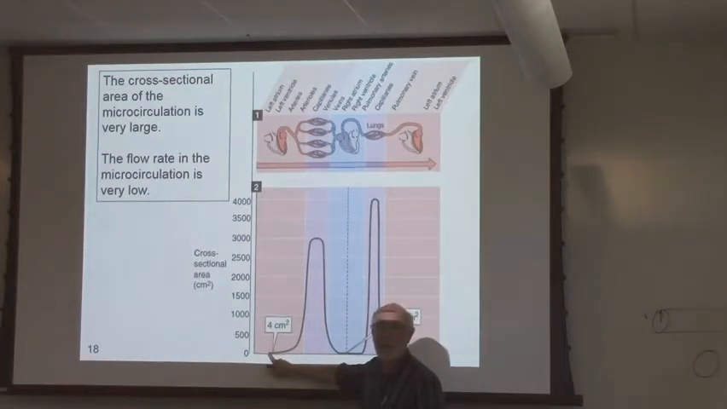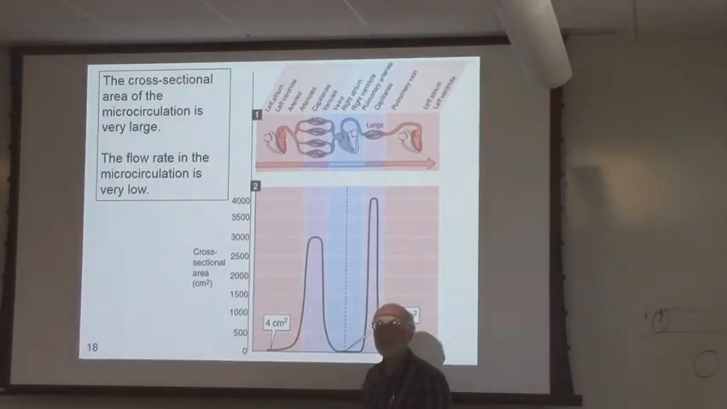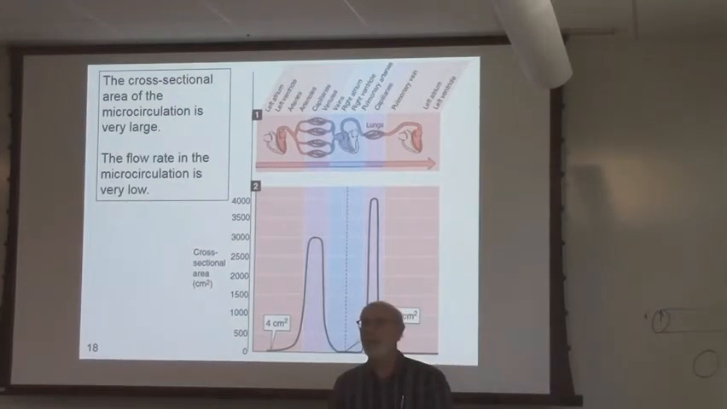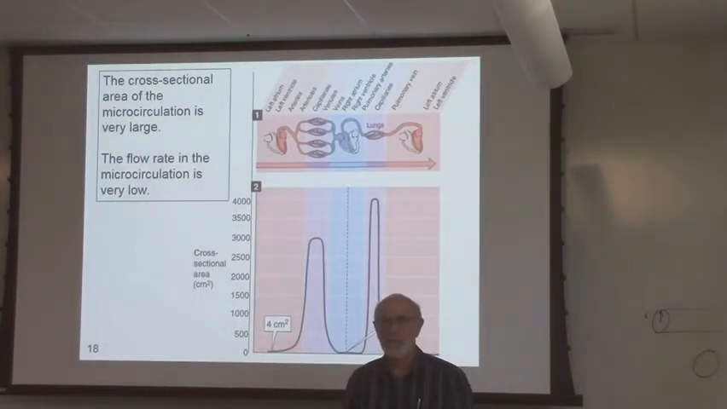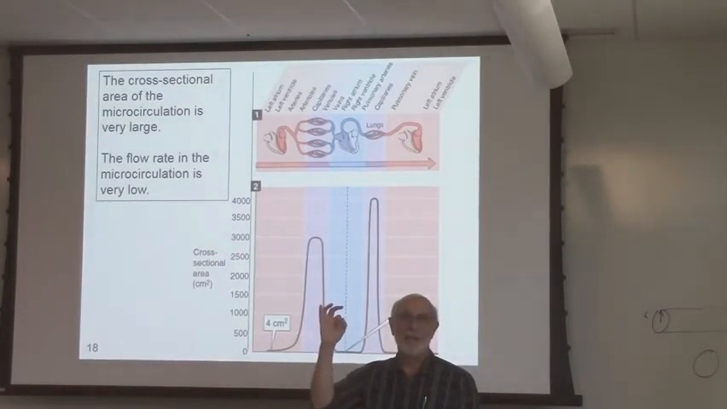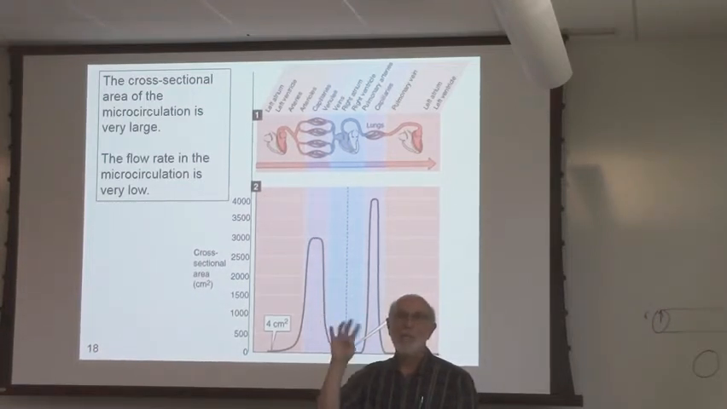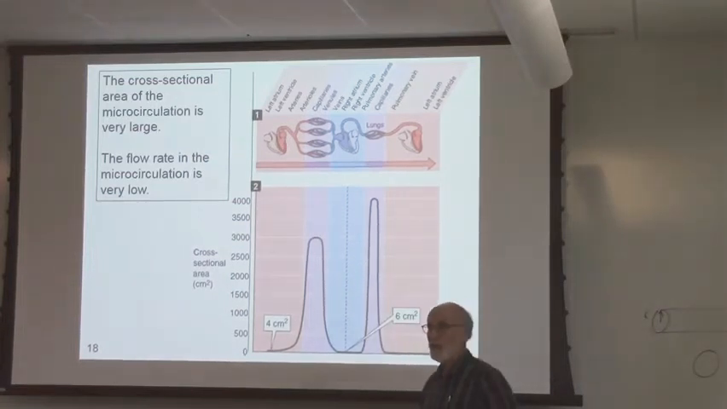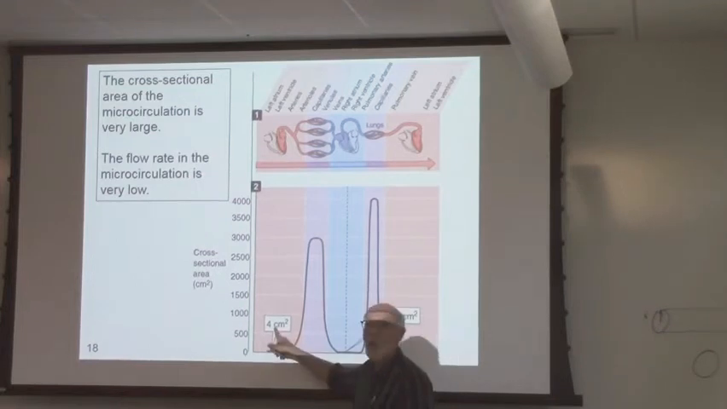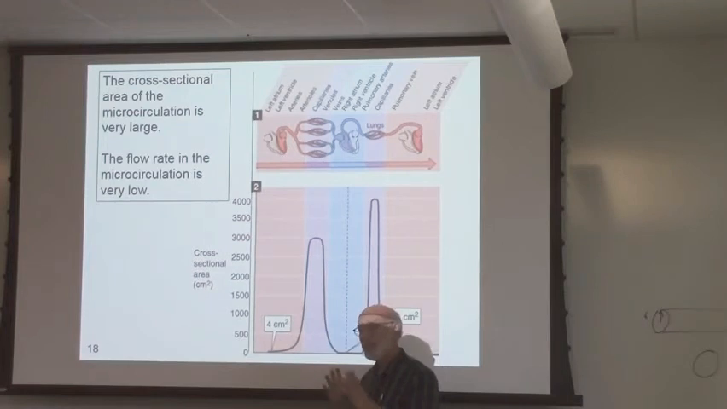The aorta. How big is the aorta? Show me your estimate of the diameter, of the size of the aorta. It's about an inch. 2 centimeters in diameter. 1 point something in radius. Pi r squared, where r is 1 point something, is 4 square centimeters. So the cross-sectional area of the aorta is 4 square centimeters.